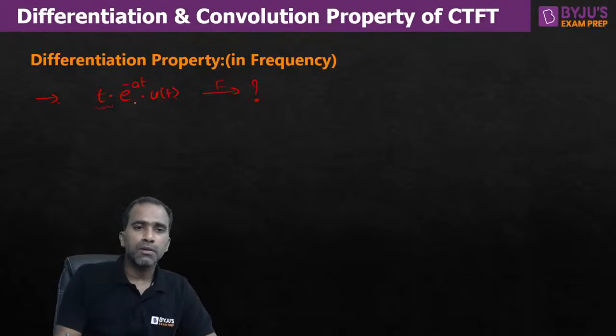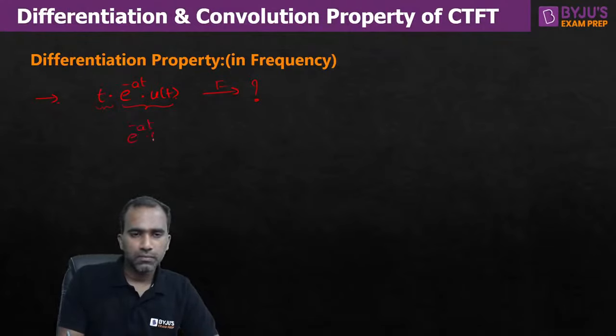To apply this property, first of all, you should know the Fourier transform of the original signal to which t is multiplied. So let's take the basic signal that is available here. Let's find the Fourier transform of this one, which is 1 by a plus j omega. Okay. Now let's apply multiplication with t property.